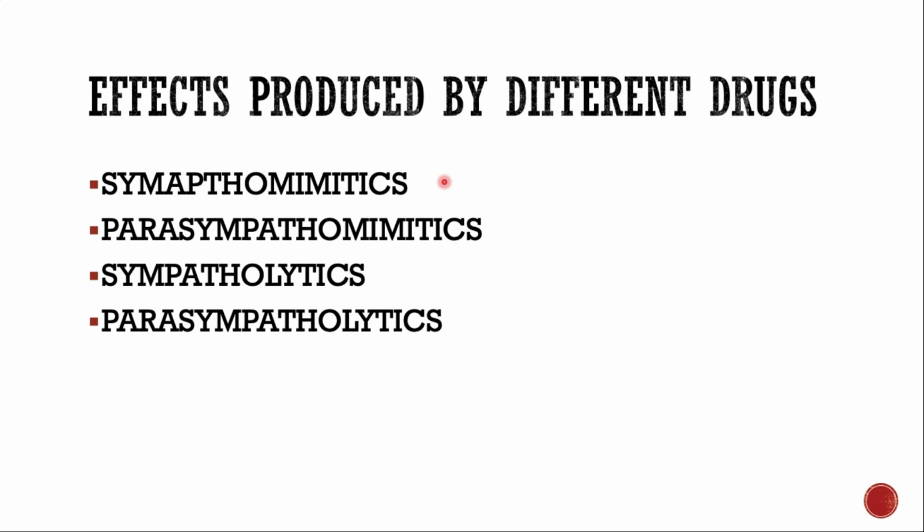This is something that you have to remember. When you are dealing with sympathomimetic drugs, your reference should be the sympathetic system. And when you are dealing with sympatholytic drugs, the drugs that oppose the action of the sympathetic system, your reference of effects should be only and only the sympathetic nervous system. These are the basics of studying the ANS.